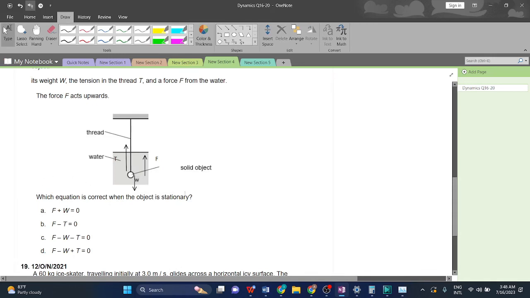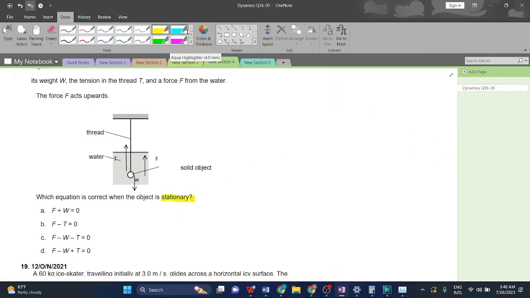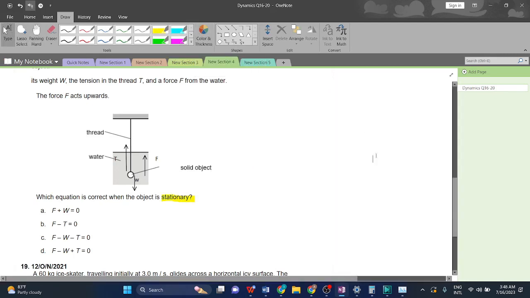Which equation is correct when the object is stationary? Object is stationary means the forces are equal and there is no resultant force. So we have to make an equation that equals zero.